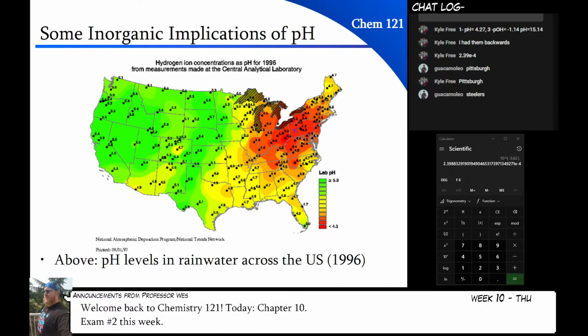But an important environmental consequence of this is that the pH of this region right here is much lower than that of neighboring or other regions across the country. Also, all of our air currents sort of go in this direction.